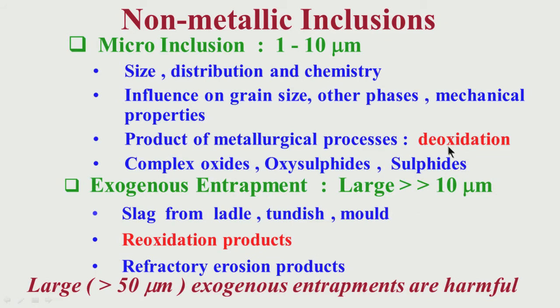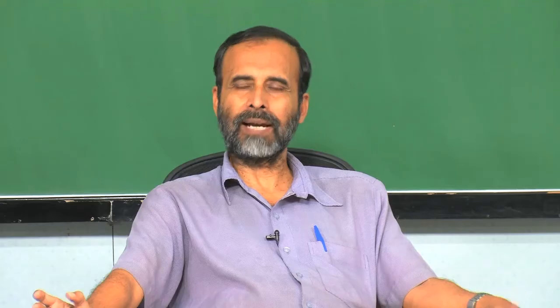Reoxidation products: we have talked of deoxidation products, which are relatively small in size. But what are the reoxidation products? When do they form? We have made a very good steel using secondary refining. Now, if the steel is exposed to air, air contains oxygen and nitrogen. So we have a lot of reoxidation and renitrogenation in steel.